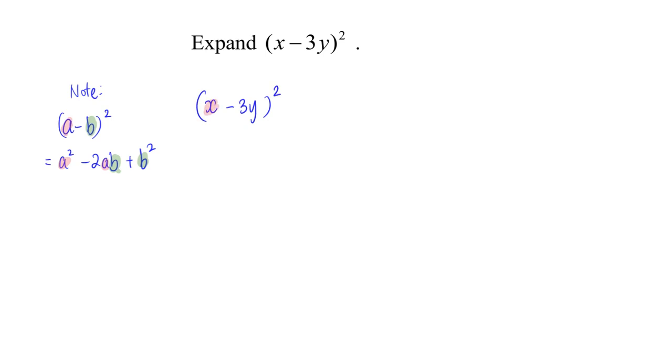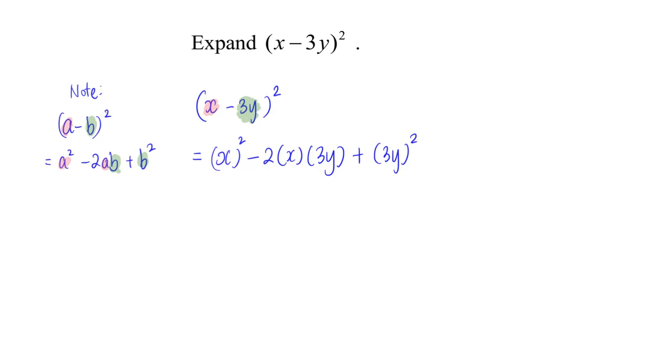My a is actually my x. My b will be 3y. That's how I'm going to apply this particular algebraic expansion result. So you will then see Mr. Tan writing x square minus 2 times x times 3y plus bracket 3y squared.